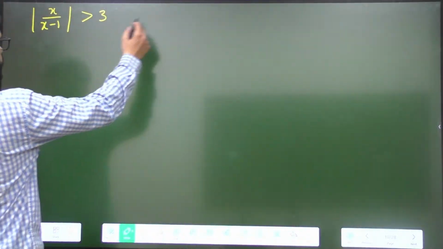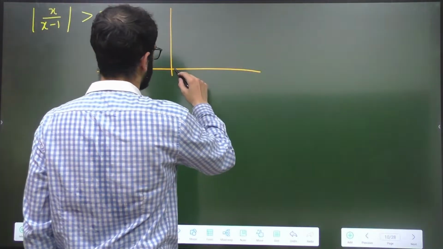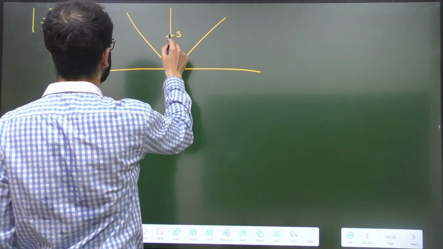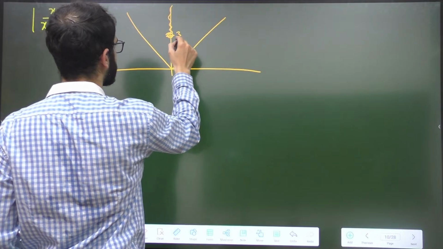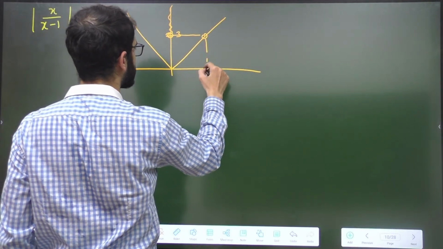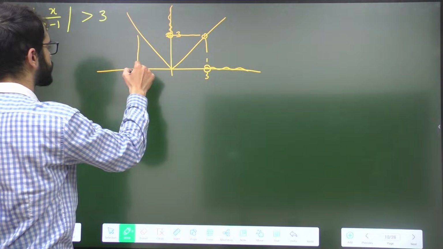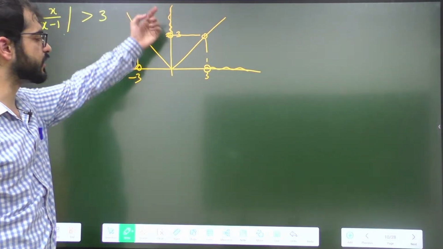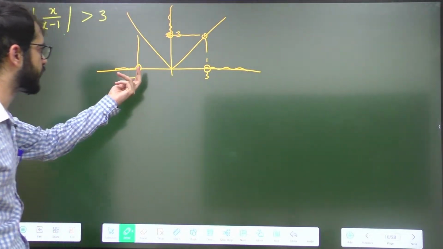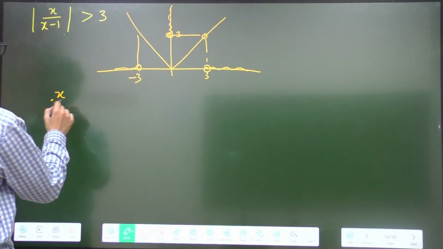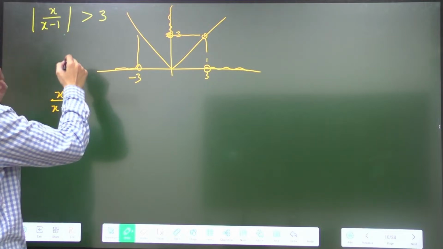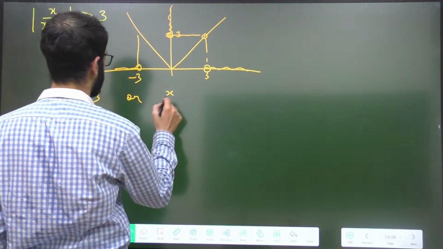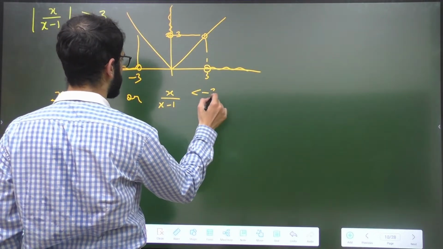So this is mod of this greater than 3. This is the modulus operator, and the value is 3. If the output has to be greater than 3, what does that mean? The input should be greater than 3, or it should be less than minus 3. Mod of this expression is greater than 3 for all values greater than 3 or for all values less than minus 3. So x upon x minus 1 should be either greater than 3 or x upon x minus 1 should be less than minus 3.